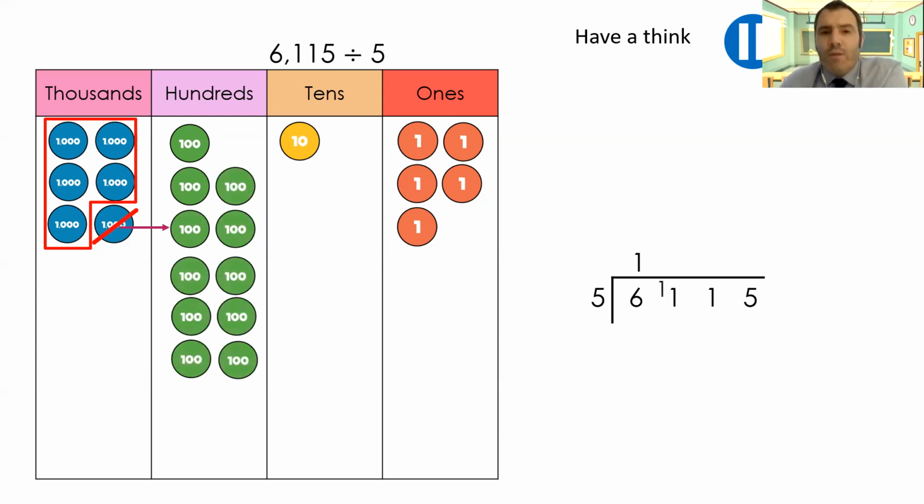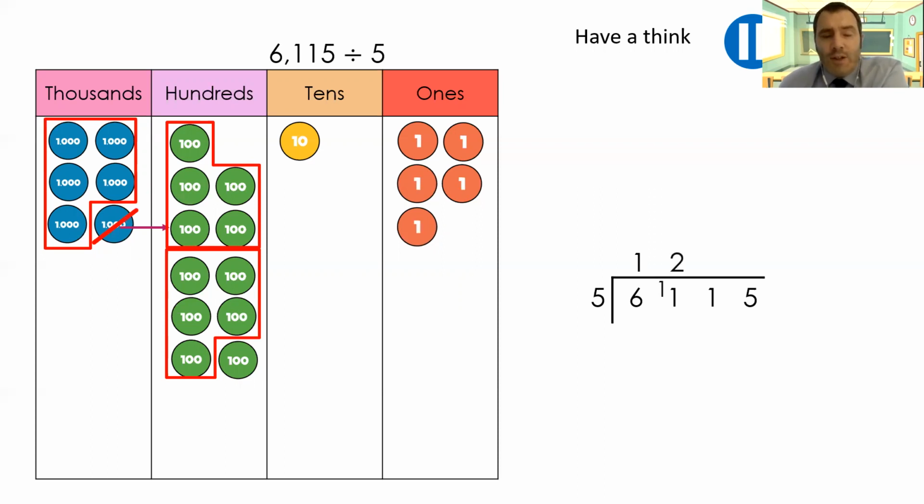So I need to make sure I write this in my written method as well, that the one that I've exchanged now means I've got 11 hundreds. The process remains the same. I'm going to look for lots of 5 again. So I've got 1 lot of 5 here, 2 lots of 5 there. I've still got 1 left over. I've still got a remainder. So the 2 is going to go above.